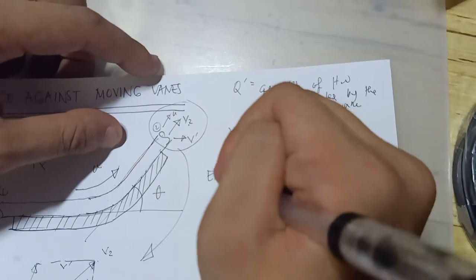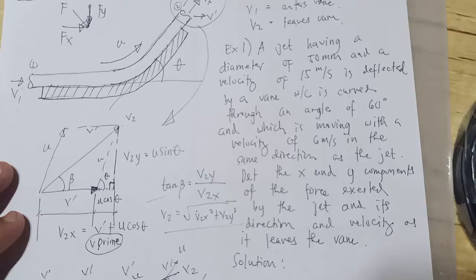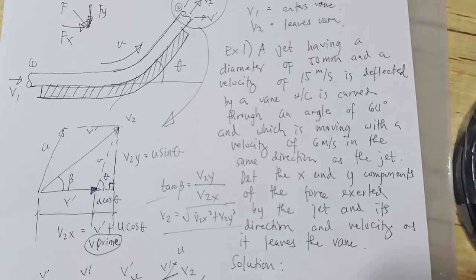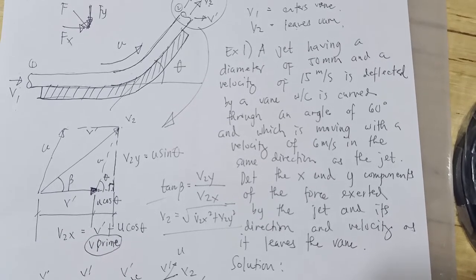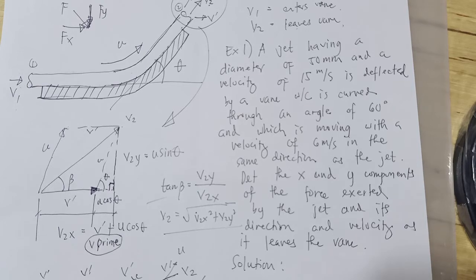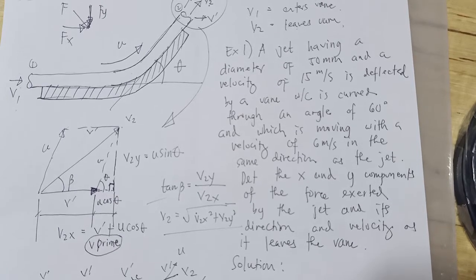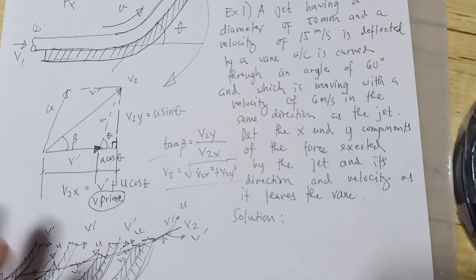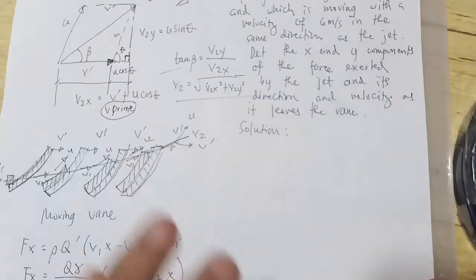So, example. The example is a jet having a diameter of 50 mm and a velocity of 15 meter per second is deflected by a vane which is curved through an angle of 60 degrees and which is moving with a velocity of 6 meter per second in the same direction as the jet. Determine the x and y components of the force exerted by the jet and its direction and velocity as it leaves the vane. So again and again, let's draw the illustration.